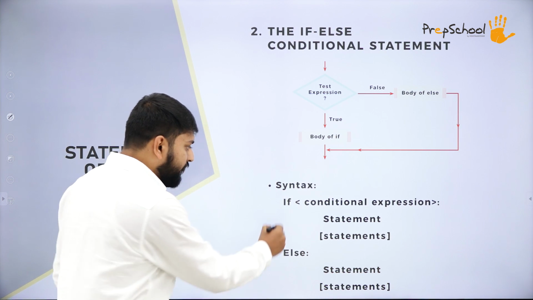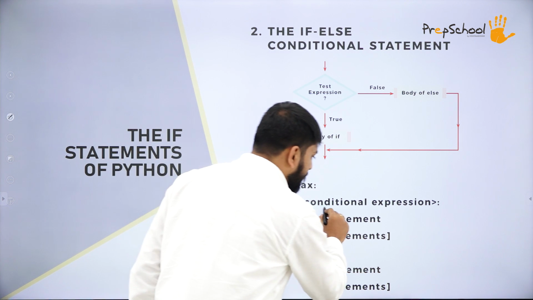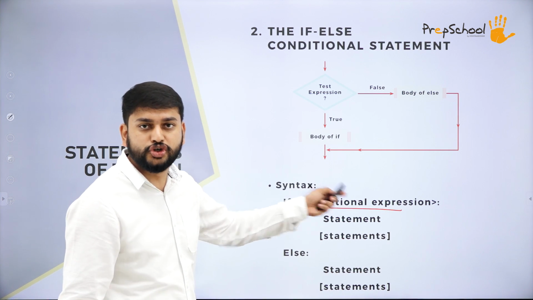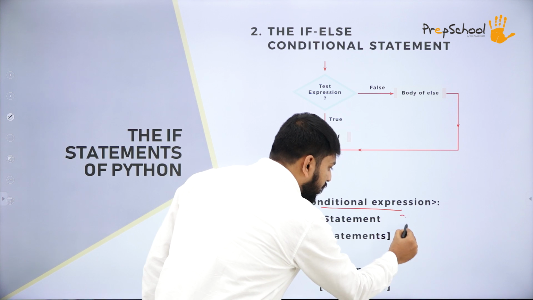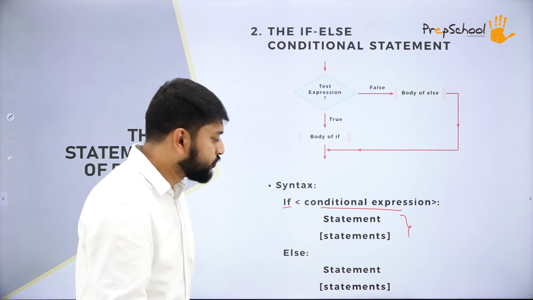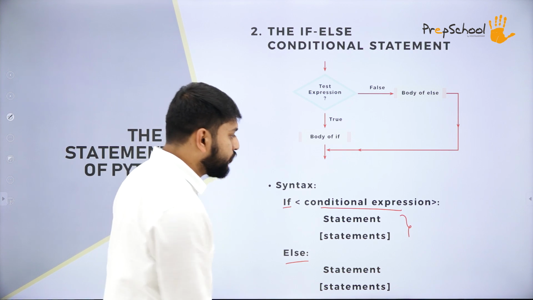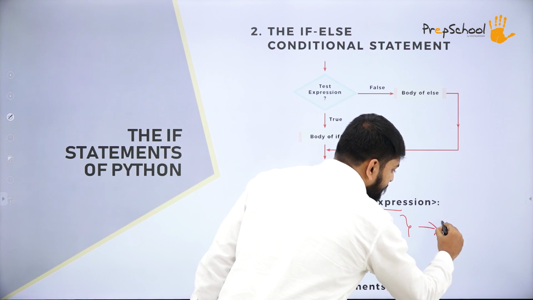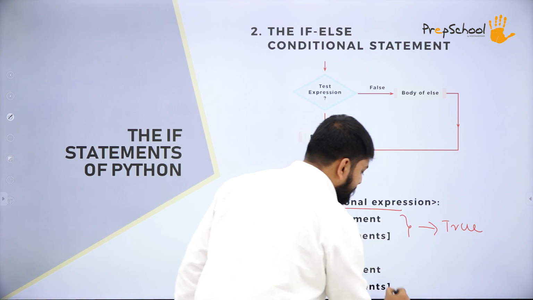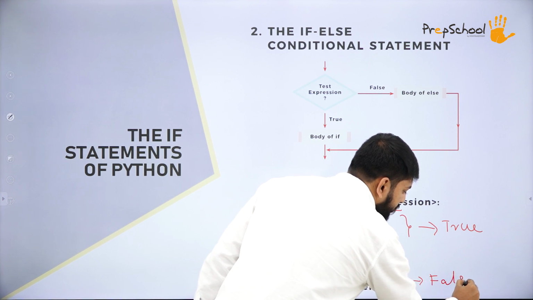Let us understand, I have the same if statement where I have given my condition. If the condition is true, whatever I have inside this block will be executed. If the condition is false, then it will execute this else block. So guys, you need to treat this as the true block and this as the false block. That is what you need to remember.